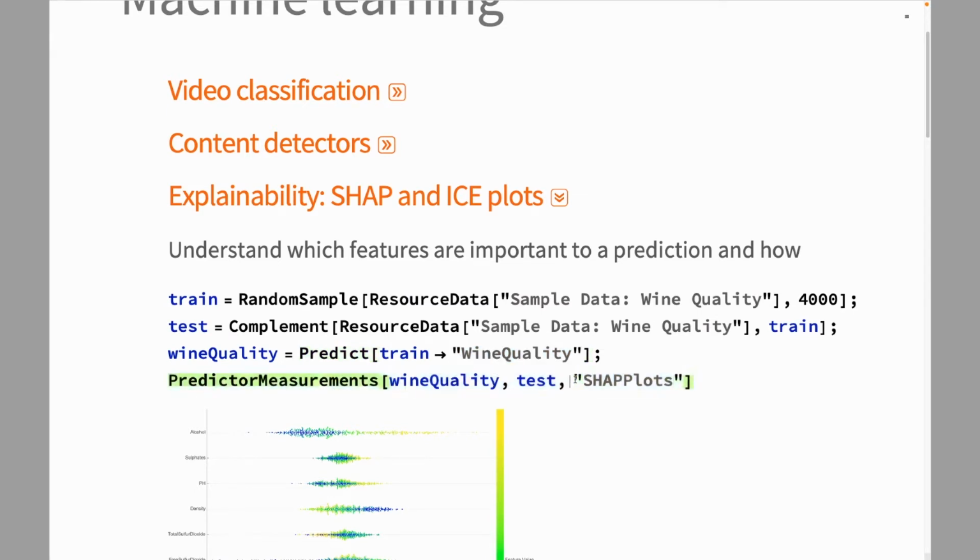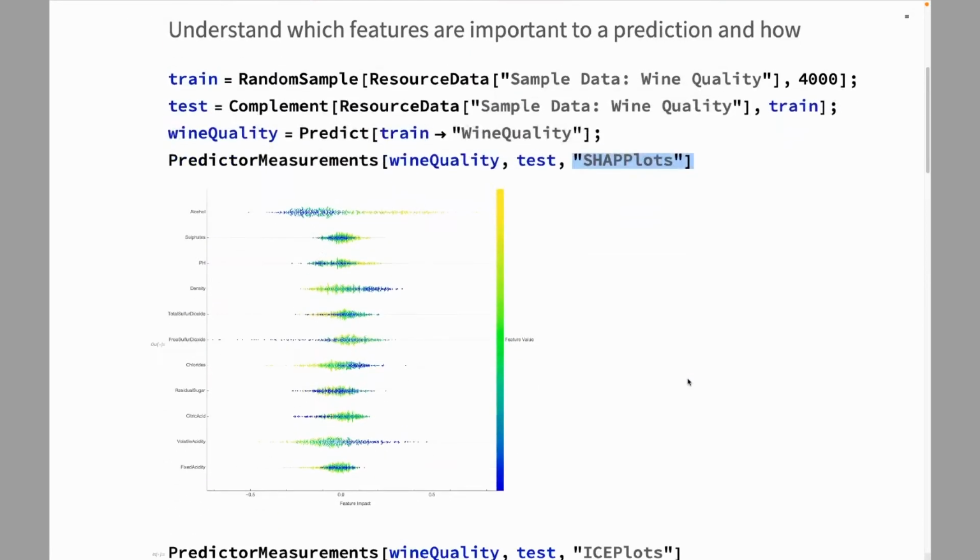Then I'm going to ask for one particular measurement, which is this SHAP plot that is brand new in version 13. And here's the result that we get. It gives us a general overview of which features matter in predictions. If we look at the alcohol level at the top, we can see that how strong the alcohol is has the largest impact on the possible quality. It makes plus or minus about half a point to the wine quality, which is a score from, I think, 1 to 9 or 1 to 10. So it makes the biggest difference.